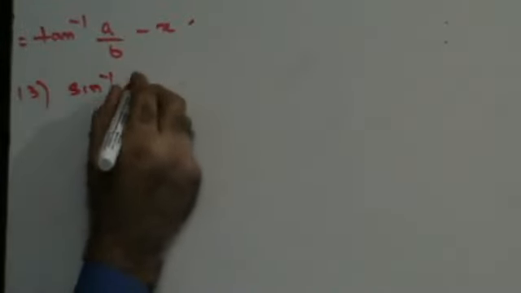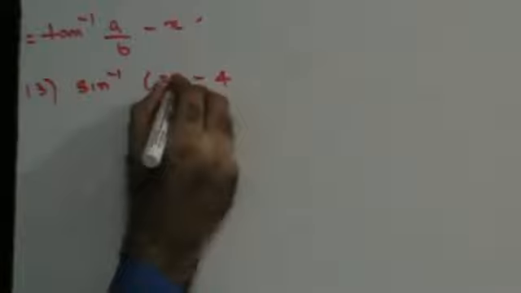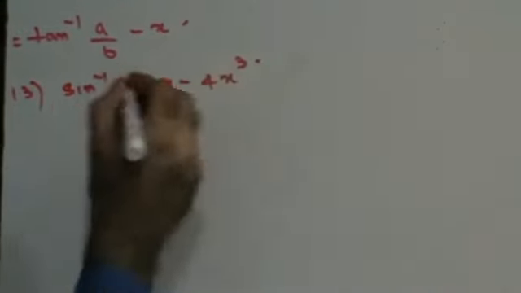Next, let's see another sum, guys. Sine inverse of 3x minus 4x cubed. Right? Now, let's see this. What we are going to have to do here, guys, is use a family called triple angle. I don't think I've given you the formulas of triple angle. First thing, I'll give you all the formulas of triple angle. Please write these formulas down. Triple angle formulas, there are only three formulas here.